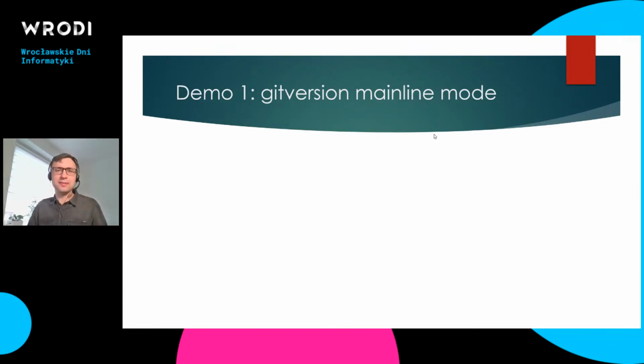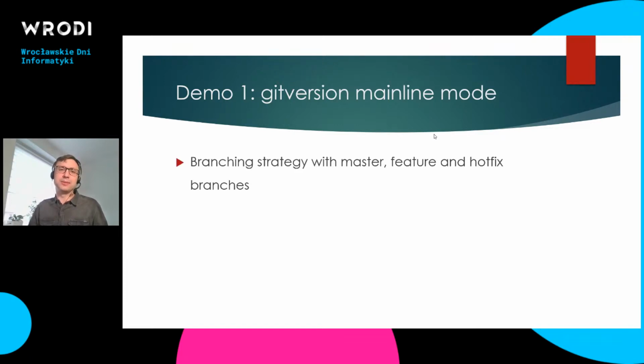And so let's have a look at the demonstration. First of the demonstrations I prepared. This is the demonstration for the mainline mode. This is one of the modes that GitVersion can work in, and it's dedicated to a simple branching strategy with a central master branch, or main branch, as it's called recently, plus some feature branches, and alternatively hotfix branches, because you have to have this process for hotfixes. I mean, usually you have to.